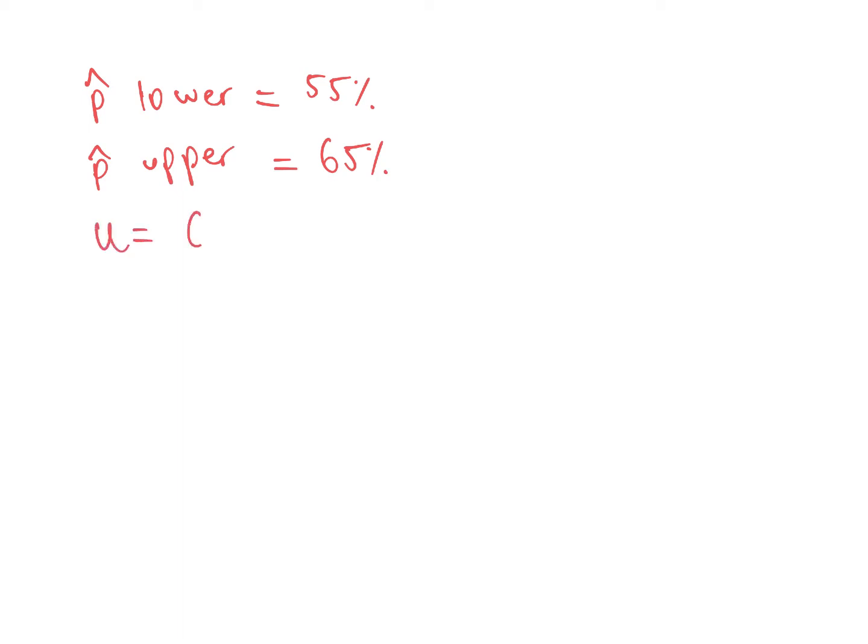Part 3 here, we're asked to use a normal approximation. Now we've got our 2 boundaries there. Now we need to turn those boundaries into proportions. So our lower proportion is going to be 55 out of 100, or 55%. Our upper proportion is going to be 65%. And our mean is 3/5, which is 60%.